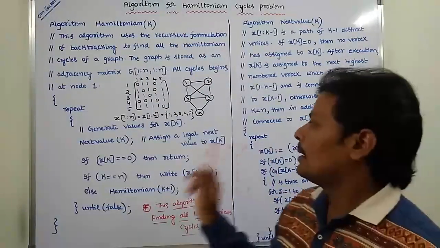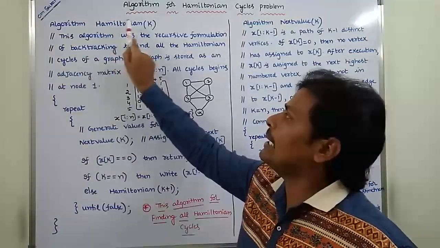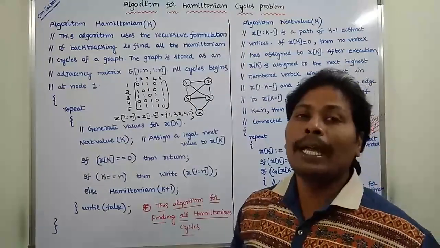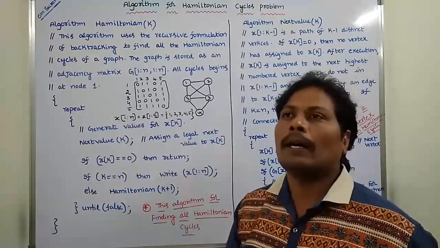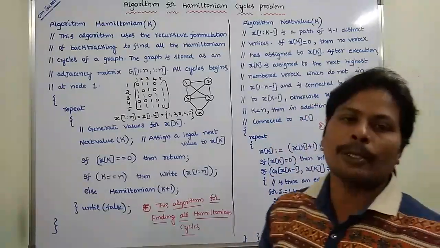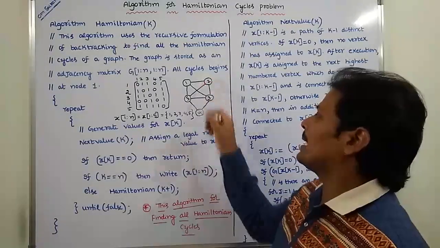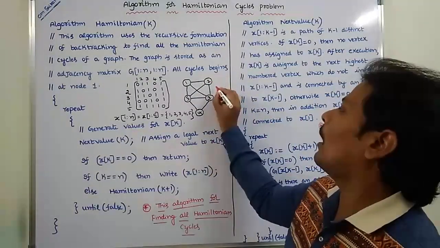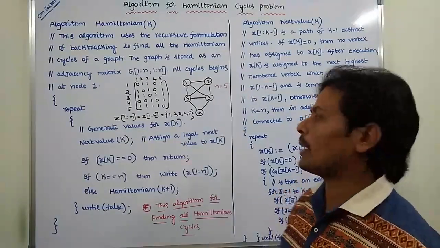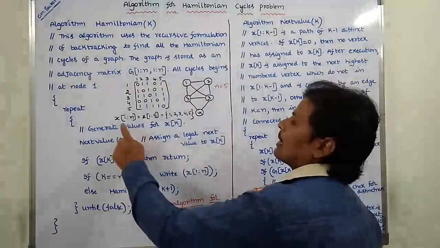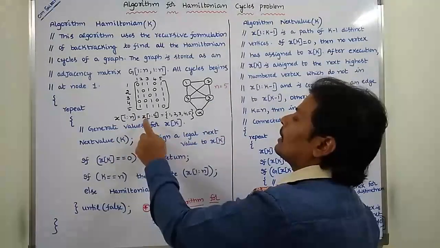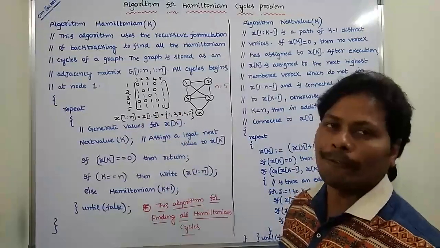Next, the algorithm Hamiltonian of K. Here K is the index of the solution vector. What is the solution vector? Suppose this graph consists of 5 vertices, so n is equal to 5. The solution vector is x of 1 to n, that is x of 1 to 5.